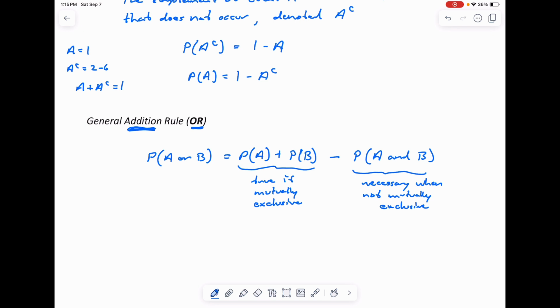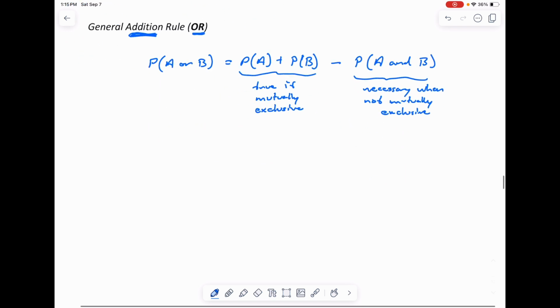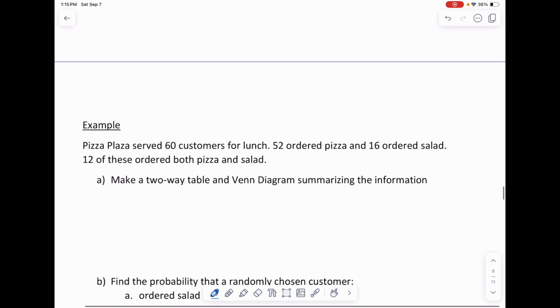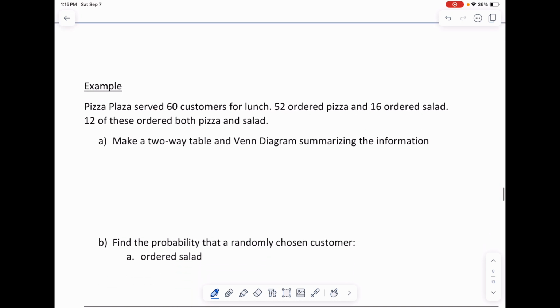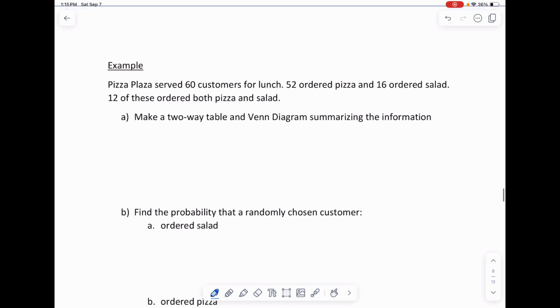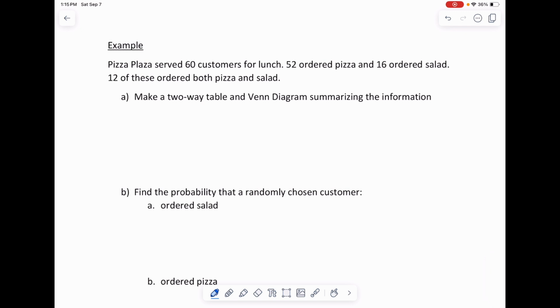Okay, so let's go ahead and get into some examples and start to work with some of these concepts. A Pizza Plaza served 60 customers for lunch. 52 ordered pizza and 16 ordered salad. 12 of these ordered both pizza and salad. We're going to make a Venn diagram, but think of this idea that you've got a group of people. It says make a two-way table and a Venn diagram.